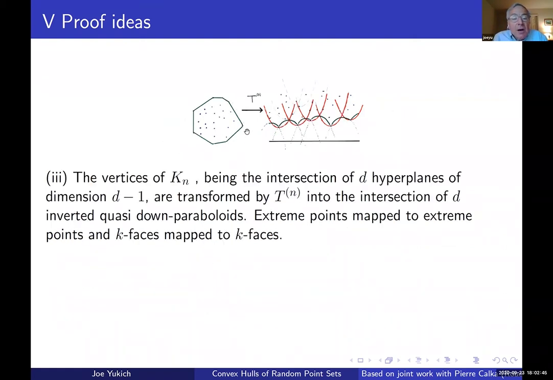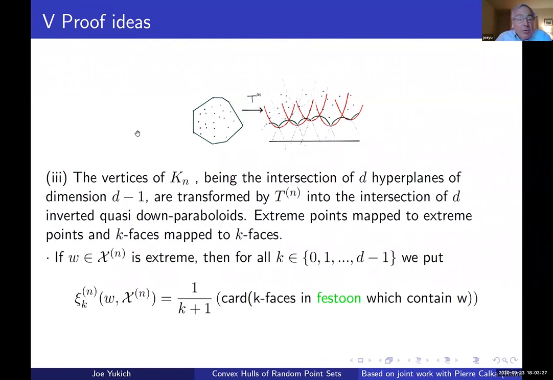The vertices of the convex hull, being the intersection of d hyperplanes of dimension d-1, are transformed by this transform T_n into the intersection of d inverted quasi-down paraboloids. Extreme points are mapped to extreme points, and k-faces in the left-hand picture are mapped to k-faces in the right-hand picture. So if we can understand the number of vertices or k-faces in the right-hand picture, we've automatically understood the number of k-faces in the left-hand picture.